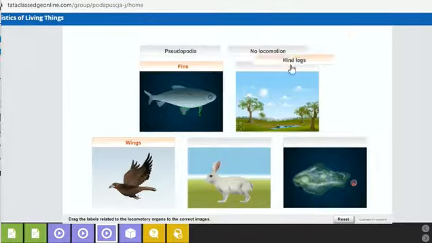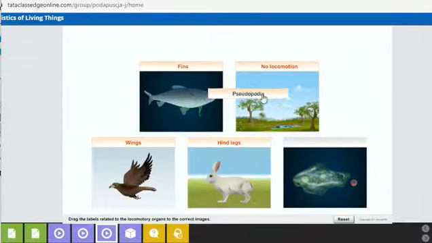Next is the rabbit. It uses the hind legs. I'm dragging, so that's why it goes back. So hind legs help in movement and running. Excellent. Plants, they do not move, they are fixed. Locomotion, so I have to drag it. Then amoeba, it has an outer covering called pseudopodia, which helps in locomotion.